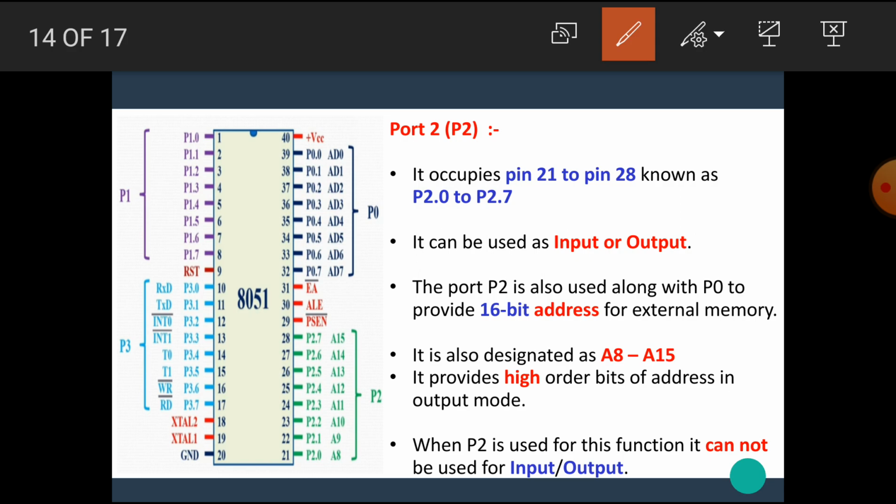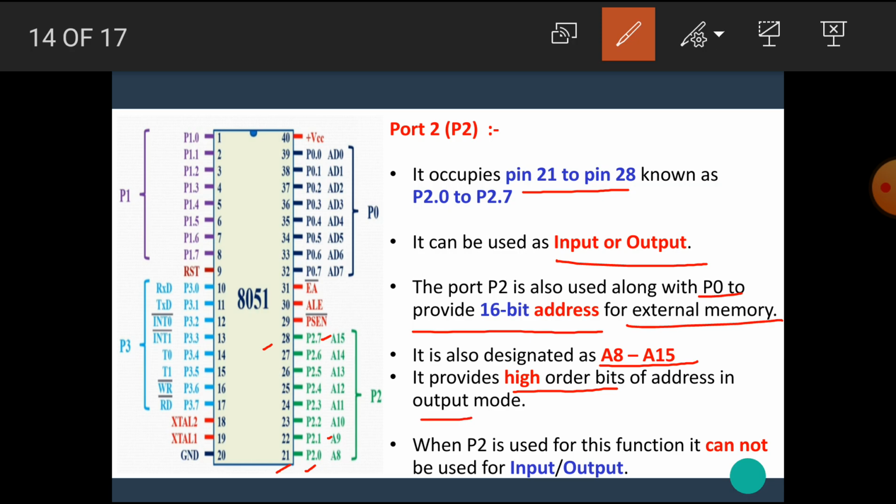It occupies pin 21 to pin 28, P2.0, P2.1 to P2.7. It can be used as input or output. The port P2 is also used along with P0 to provide 16-bit address for external memory. It is also designated as A8 to A15. It provides high order bits of address in output mode.